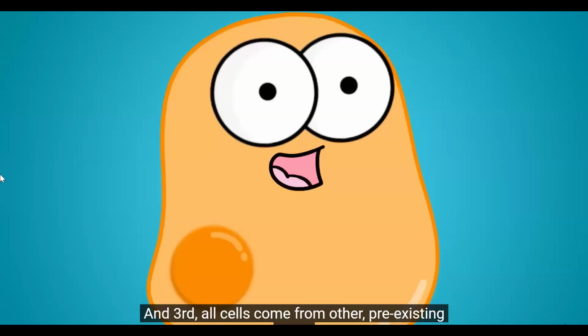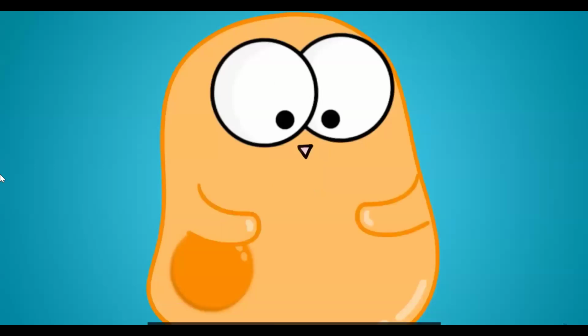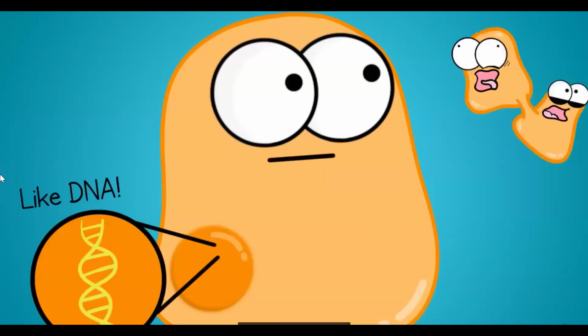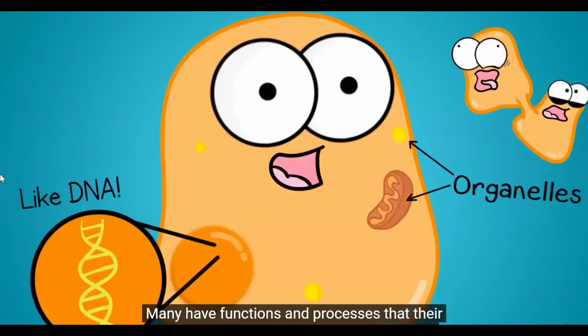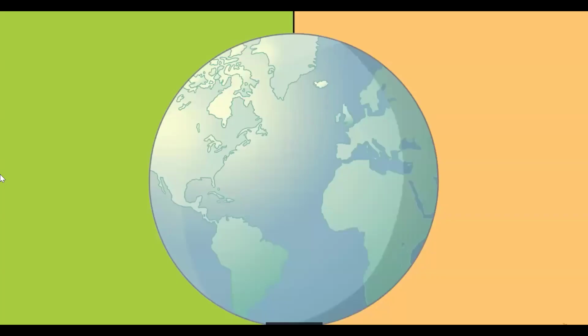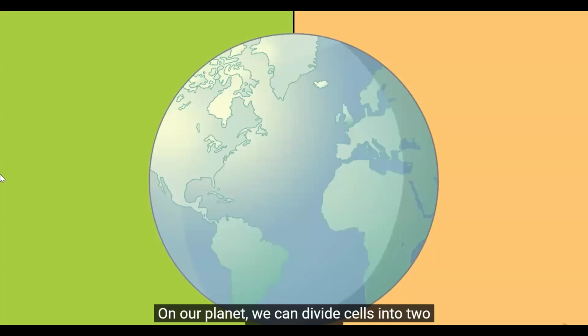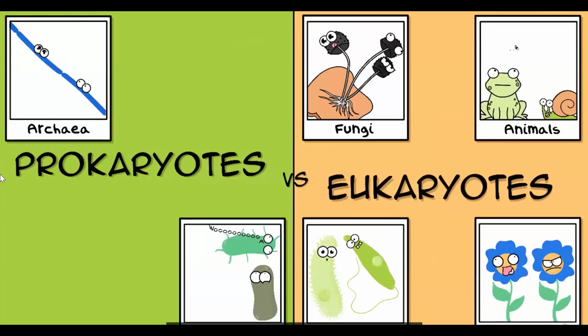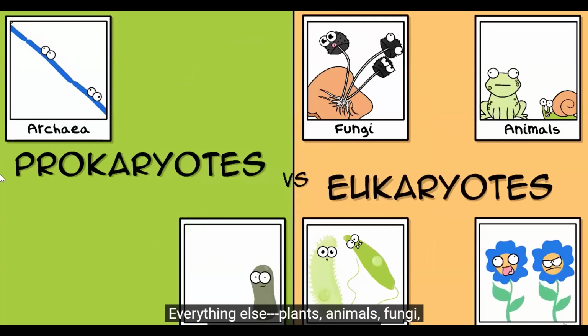You know, cells have their own little world inside them. They carry genetic information, they can divide, many have functions and processes that their organelles, structures inside them, can take care of. On our planet, we can divide cells into two major groups. As a cell, you're either a prokaryote or a eukaryote. Bacteria and archaea are prokaryotes, but everything else, plants, animals, fungi, protists, are eukaryotes.